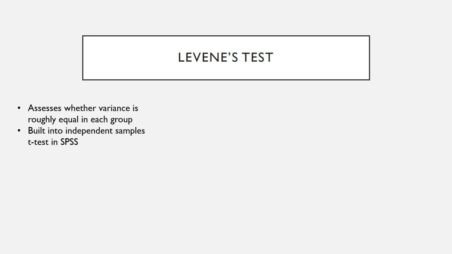Okay, so this is what the Levene's test accomplishes. It assesses whether the variance is roughly equal in your two groups. SPSS is automatically going to tack this onto your independent samples t-test, so you don't need to choose a specific option in order to have this be associated with your t-test.